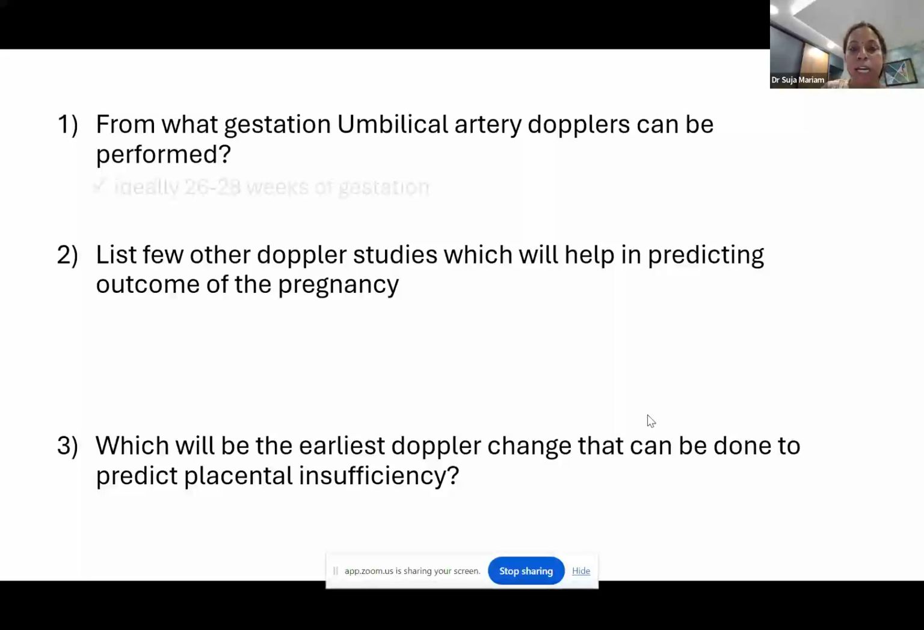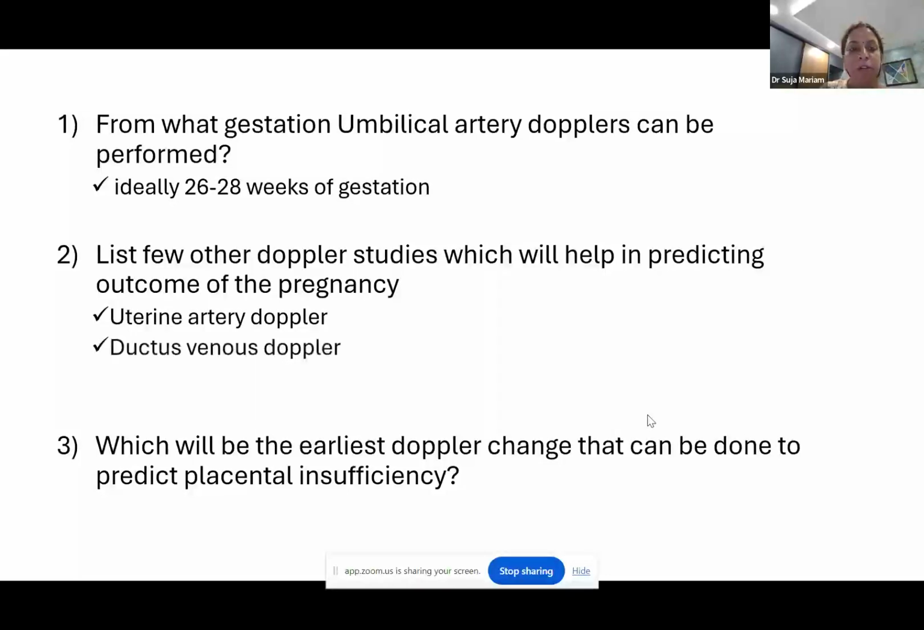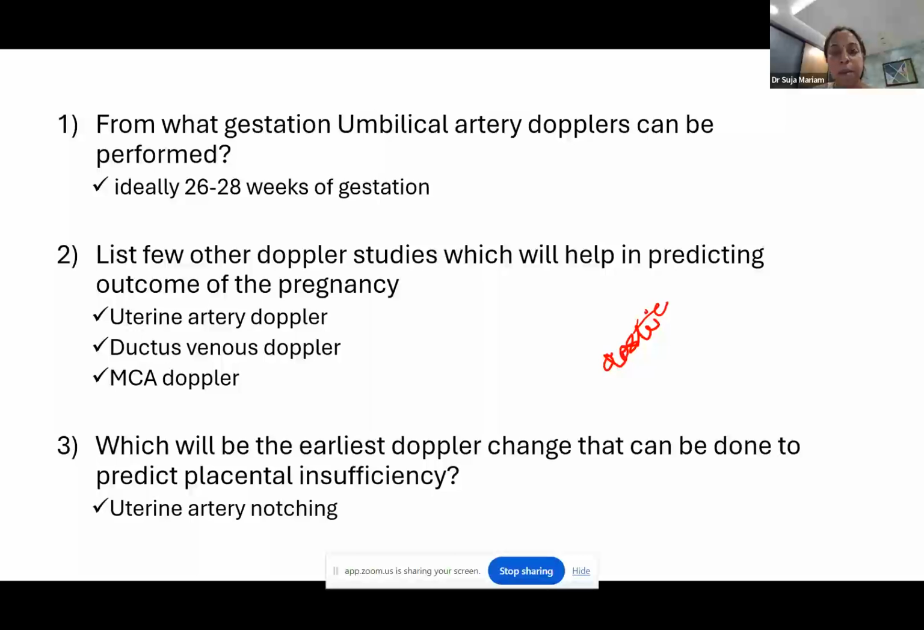List few other Doppler studies which will help in predicting the outcome of the pregnancy. Uterine artery Doppler, ductus venosus Doppler, MCA Doppler, and somebody has rightly mentioned we can even include the aortic isthmus Doppler. And which will be the earliest Doppler change that can be done to predict placental insufficiency? Uterine artery notching. Whereas umbilical artery and ductus venosus, you start interpreting them from 26 to 28 weeks.